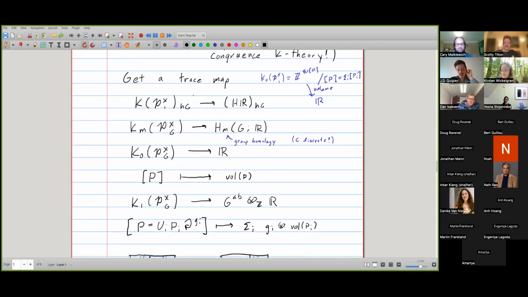For instance, there is this group I mentioned earlier. So if I do K1 of polytopes in the line with translations, so that's R wedge R, this trace gives me a map to R tensor R. And the map sends X wedge Y to X tensor Y minus Y tensor X. So in that setting, this trace map is injective, seeing everything.